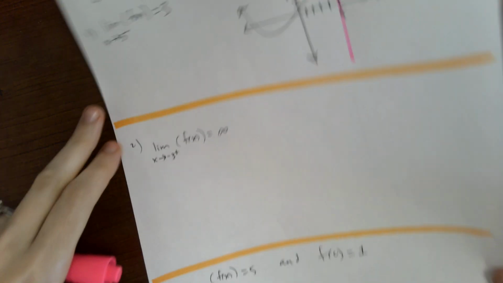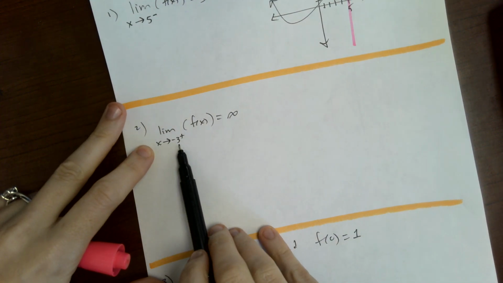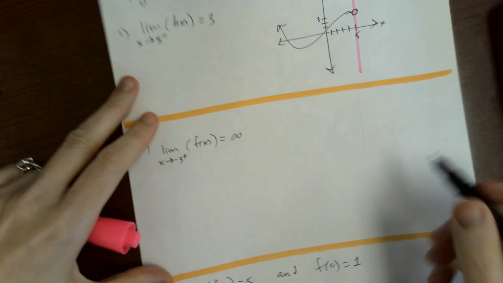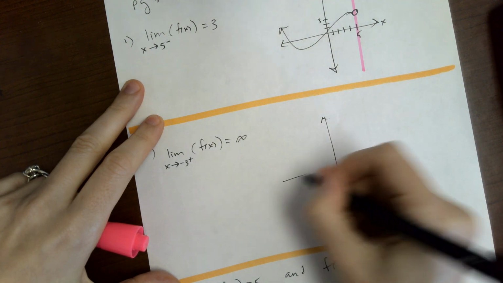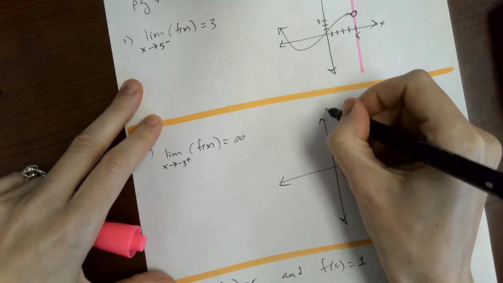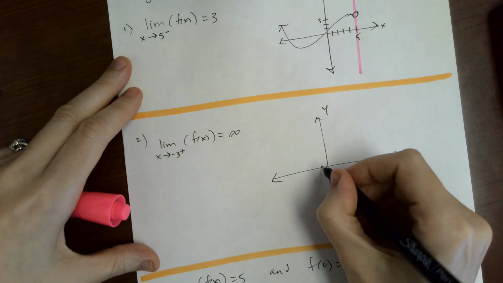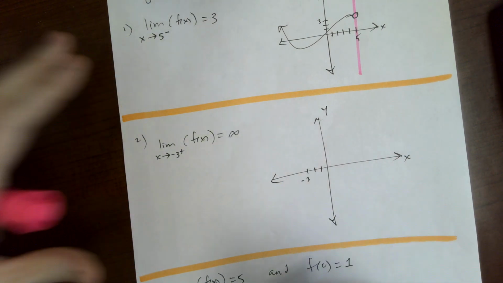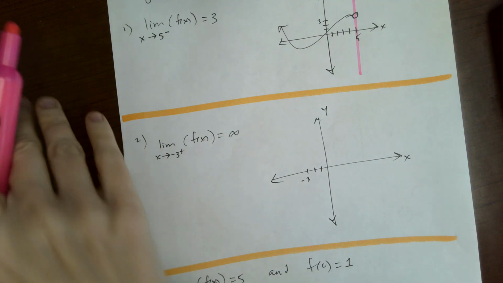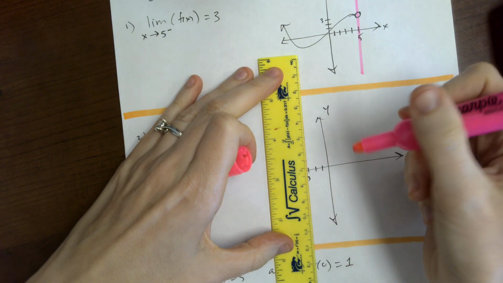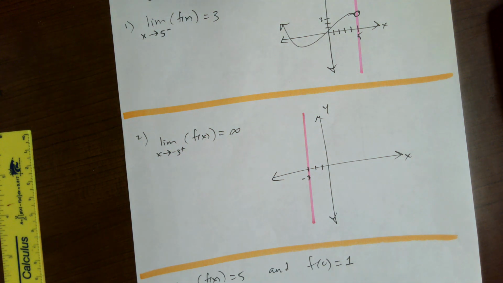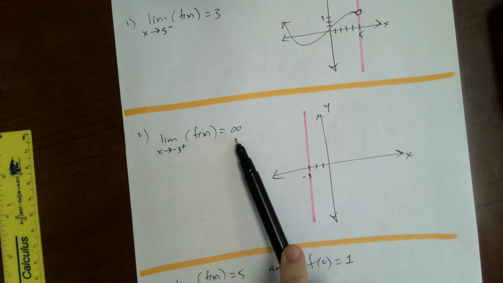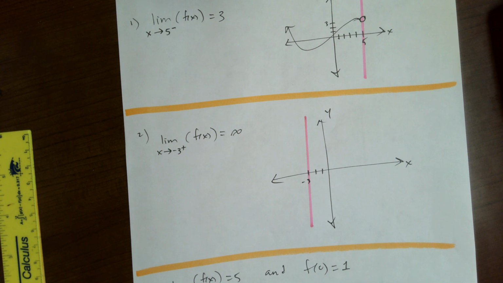Okay. Now the next one, the limit as x approaches -3 from the right of f of x equals infinity. So we are starting with our axes. And then we find the wall. Okay, so this wall is at -3. Now, guys, if the limit is equal to infinity and not a number, that means that there is no level. Okay, there's no level at which we're going to hit the wall. There's never a level that it looks like we're going to hit.